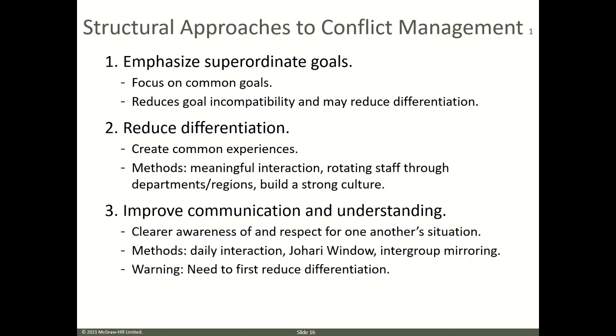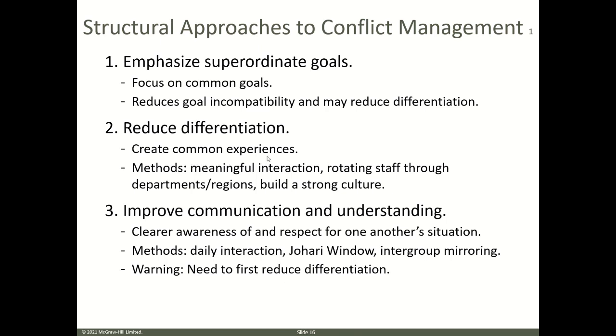So that also reduces goal incompatibilities and may reduce the differentiation. Differentiation here means establishing the feeling of shared social identity. Next, we have reducing differentiation. We want to reduce the differences that generate conflict. This is also one of the strategies.